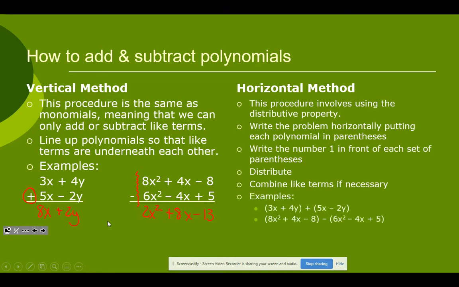Here's some examples. So, the first one, I want to put ones in front of both and distribute the 1 all the way through.